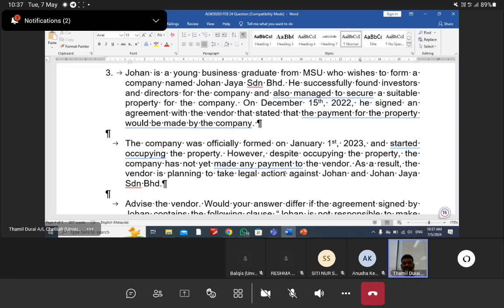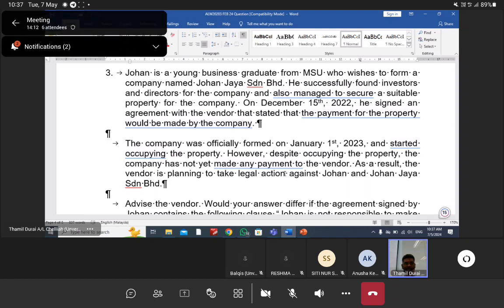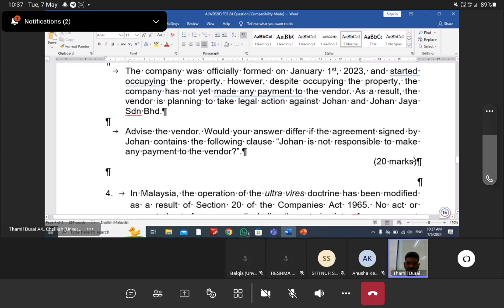So in conclusion, we say there is a pre-incorporation contract. What is the effect of the pre-incorporation contract? Here, the company shall be liable to pay the vendor for the contract entered on its behalf, because of implied ratification. And you have a last conclusion: would your answer differ if the agreement signed by Johan contained the following clause? Johan is not responsible to make any payment to the vendor.